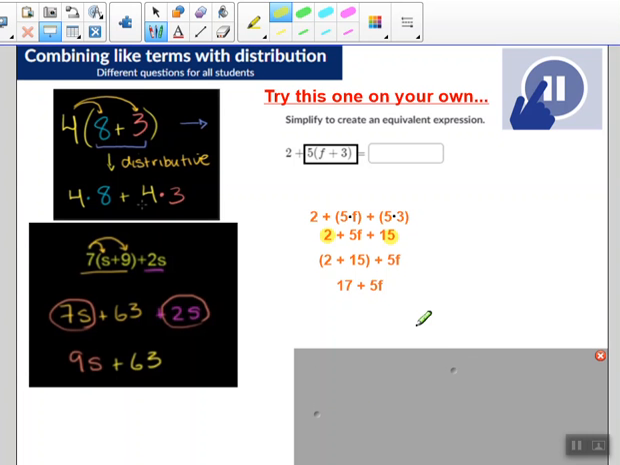Now, some people might say, well, I put the 5f first plus 17. Is that okay? And the answer is yeah, because again, when you're adding two things together, the order doesn't really matter. Remember, that's the commutative property. Changing the order is okay. It's legal in math. You can do that. So there's combining like terms, but then there's also the second level of that, which is what happens when you need to distribute first. So you need to also be comfortable with that.